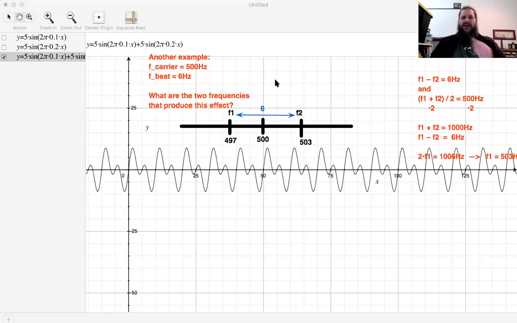Set it up on a number line, put the carrier frequency as the average, and imagine you're going the same distance in both directions to get to F1 and F2. Take into account how far apart those are supposed to be. That's the beat frequency. And so you can just go halfway in either direction. So that's another way to get this, more visually rather than algebraically, but they both should lead to the same result, just different ways of doing the same thing. Any other questions on that so far?